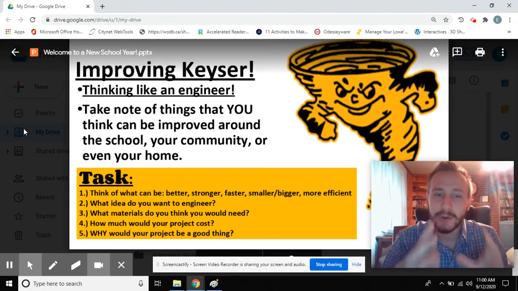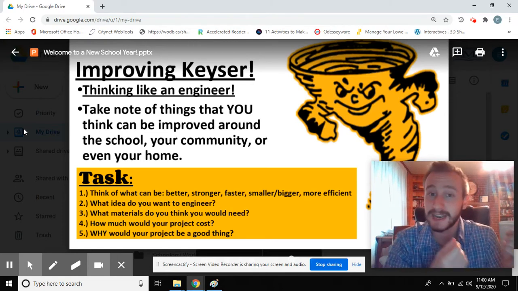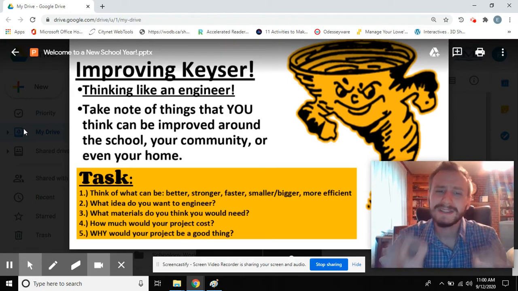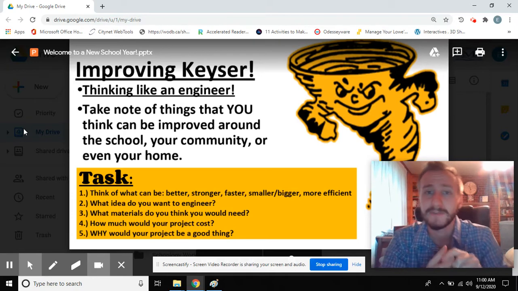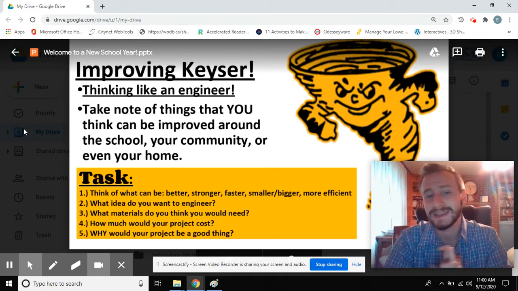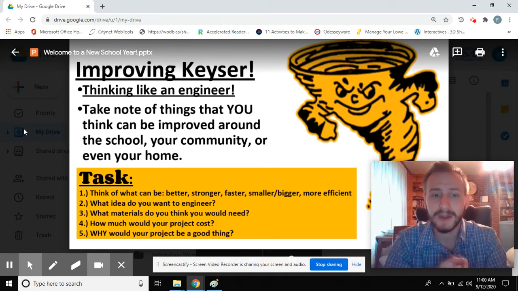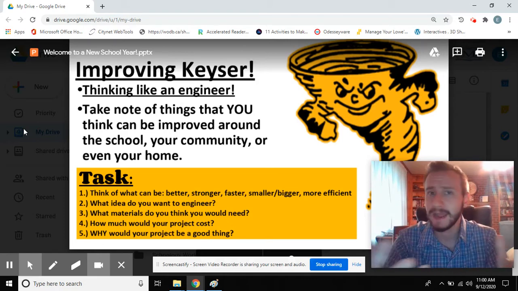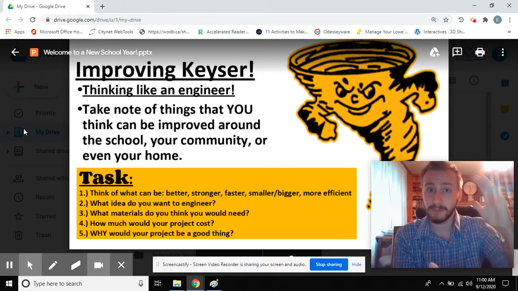So I want you to take note of the things that are around you. If it's inside of our classroom, if it's the school in general, maybe it's something around our community, maybe it's a building, maybe it's your home. What's something that you think, and this is what the first question is, what do you think can be better? What can be built better? What can be built stronger? Maybe something that can run faster. Maybe it's a car. Maybe it's a phone. Maybe it's your laptop or a tablet. What's something that could be smaller or bigger?